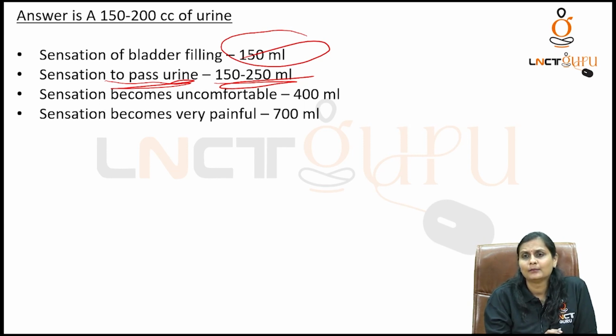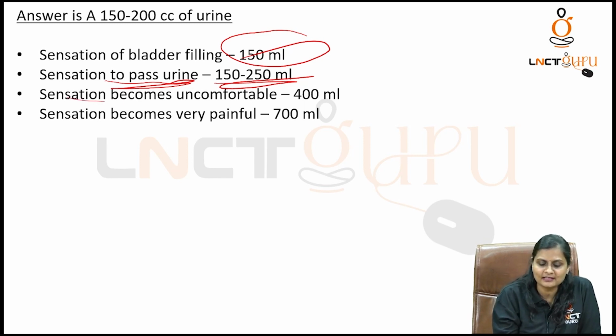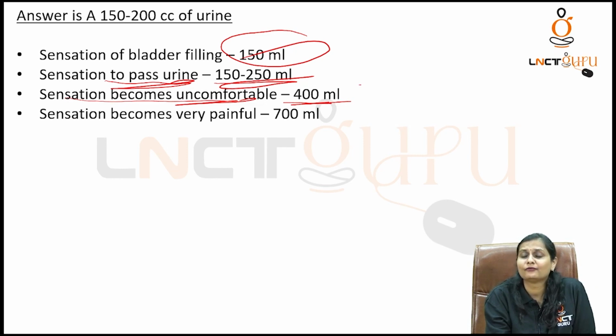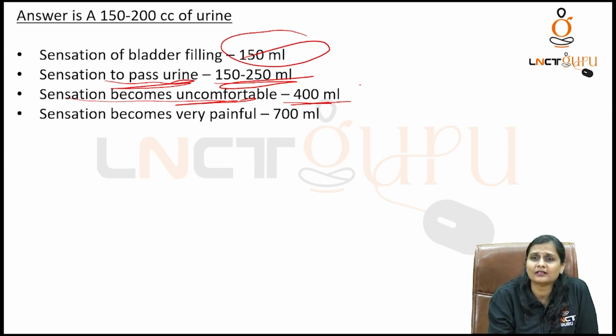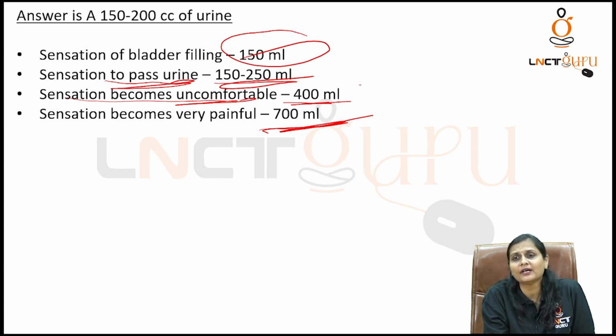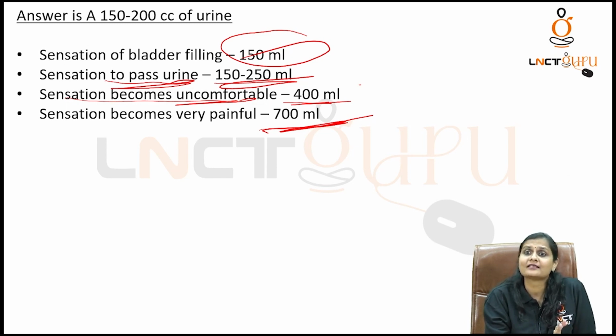But there is another sensation: the bladder is filling and you are not able to pass the urine and you are becoming uncomfortable. This sensation of discomfort, that I should go and pass the urine, occurs at about 400 ml. But still, if you cannot pass the urine, then at 700 ml it becomes very painful and it is really not controllable. Okay, so these are the different values of urine in the bladder. Accordingly you have to choose the answer.